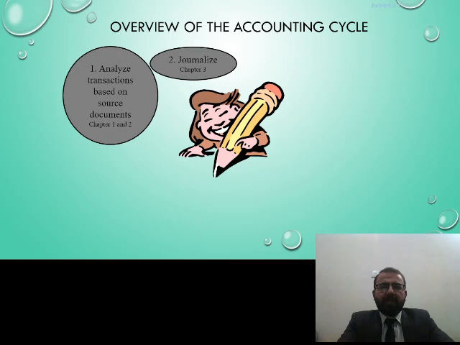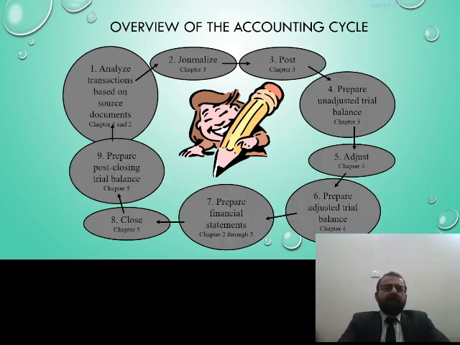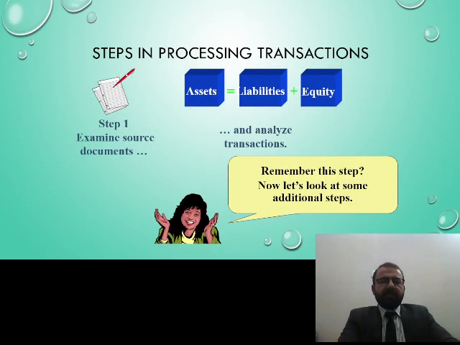Overview of the accounting cycle. Here are the steps of the accounting cycle. Number 1. Analyze transactions based on source documents. Number 2. Journalize. Number 3. Post. Number 4. Prepare unadjusted trial balance. Number 5. Adjust entries. Number 6. Prepare adjusted trial balance. Number 7. Prepare financial statements. Number 8. Close. Number 9. Prepare post-closing trial balances.